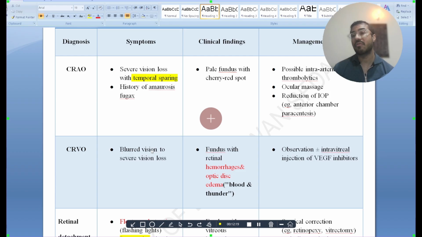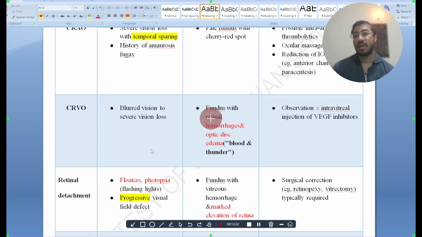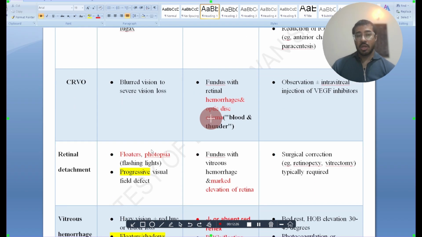CRVO, blood and thunder, no absolute treatment, but if there's a lot of edema, you can use intravitreal anti-VEGF. So retinal detachment. What is retinopexy? We studied that as well.